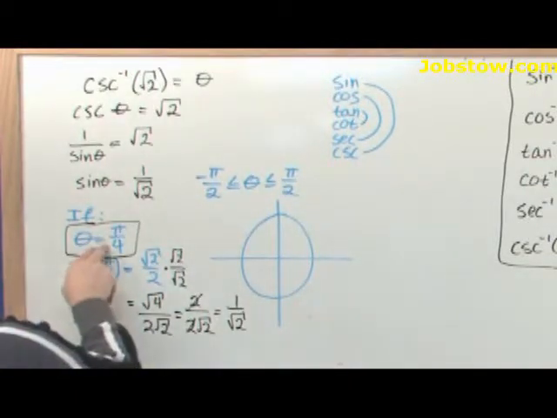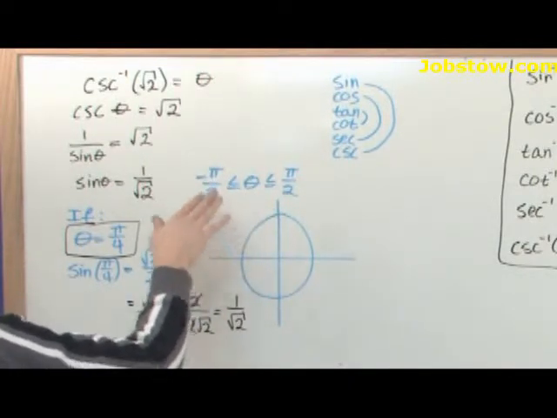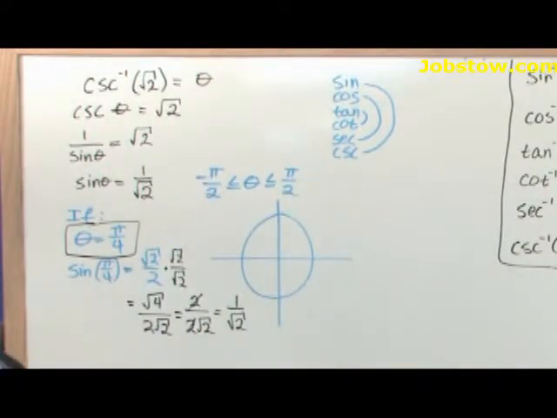And pi over 4 does fall between the range of angles that the inverse sine function is legally able to return. If I had picked an angle outside of this range, that wouldn't be legal. It has to return an angle there.